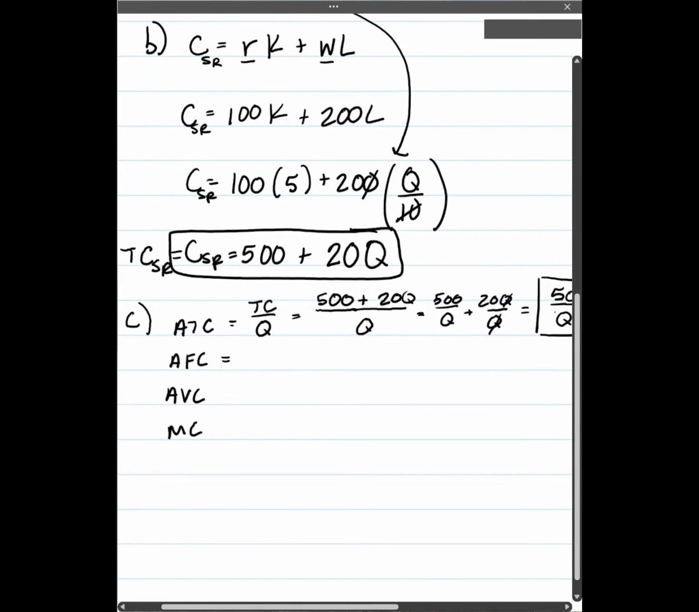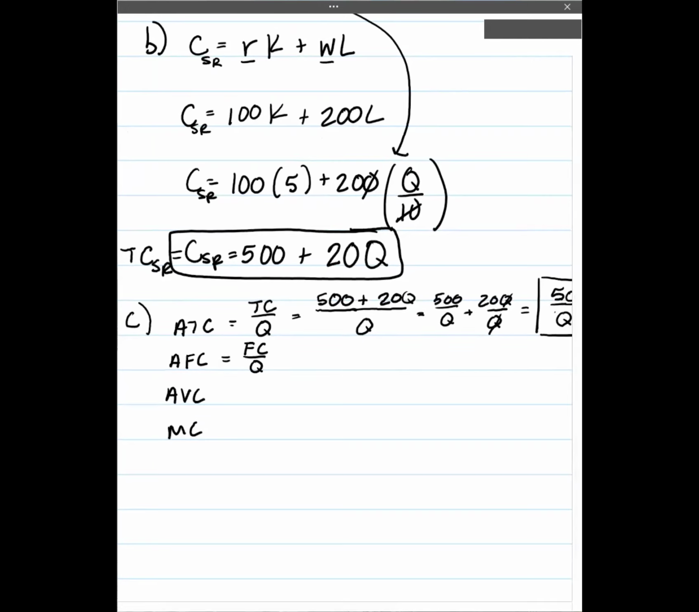Moving to average fixed costs, we know that that's fixed cost divided by output. Looking at our total cost equation from B, we can identify fixed costs by seeing which of the terms does not vary with output. So that's going to be our 500 term because it does not have a quantity variable modifying it. So fixed costs we know are 500. Then we're just going to divide that by Q, and that gets us our average fixed cost. So average fixed costs are 500 divided by output.